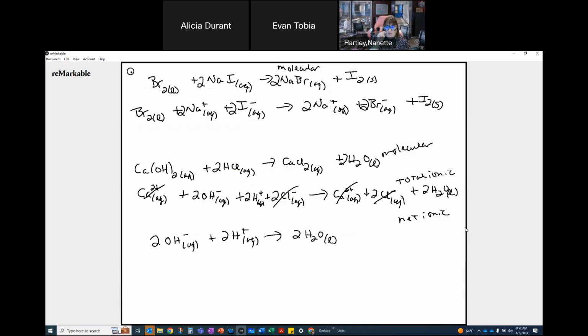Now, a couple of things. Some people will write this as H plus first, then OH minus. Whether you do or not is fine. Some people insist on dividing all of this by 2 because it's all divisible by 2. That is fine. You don't have to. It's okay if you do. It's not required. So then I could just leave it like this. Yes. Okay.